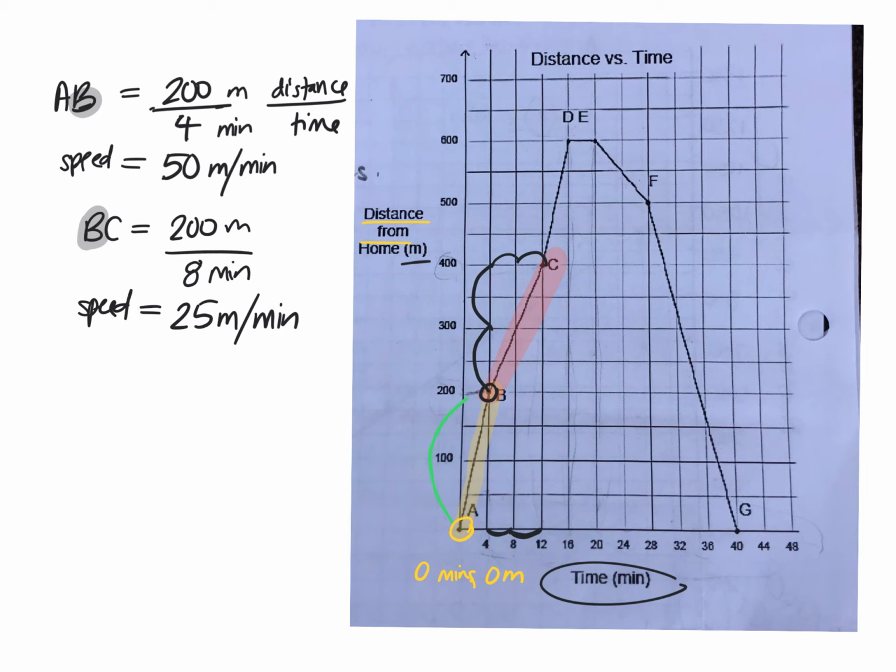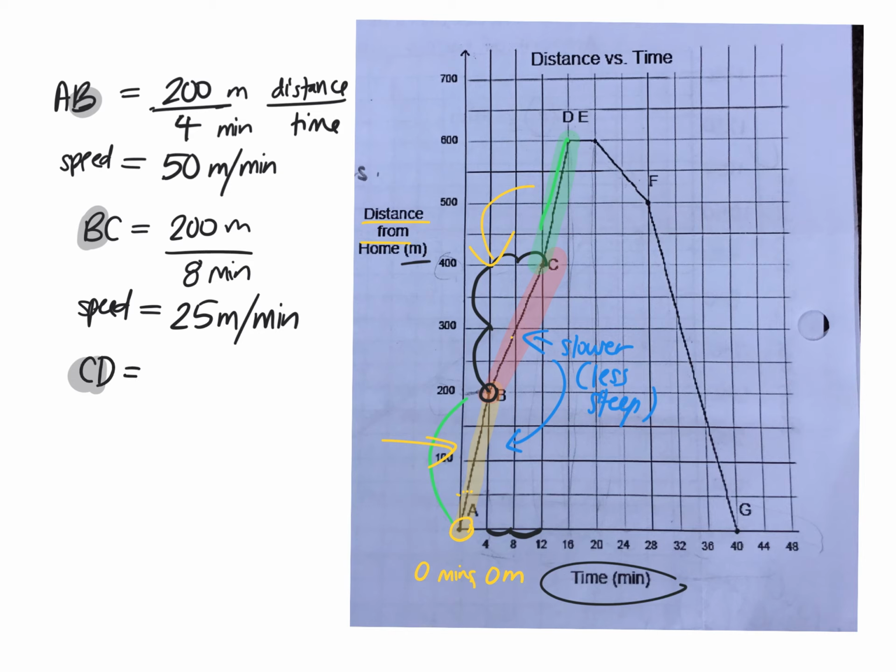Okay, so this is important. We know this is slower than that, and just by looking at it, if it's less steep, when you look at a graph, that's what you're going to be talking about. If it's less steep, he's going slower. The steeper the line, the faster it is, the greater the speed. So we can look at it and see that this is actually a steeper line than that line. So do you think CD is going to be faster than BC or slower? Faster? Right, it's steeper. So let's calculate his speed for CD.